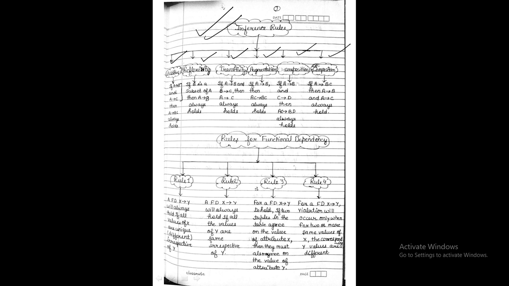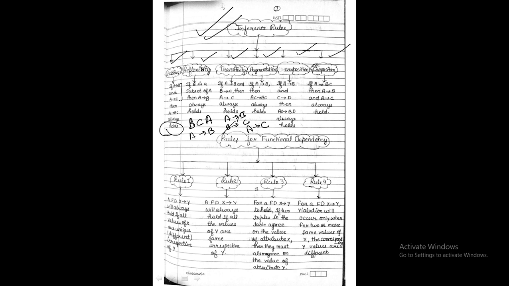You can combine both B and C. A always holds BC. Reflexivity: if B is a subset of A, then A implies B always holds. Transitivity means if A implies B and B implies C, then we can say that A implies C always holds. This is transitivity.